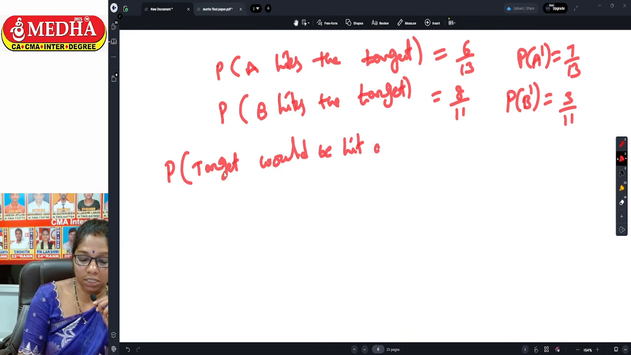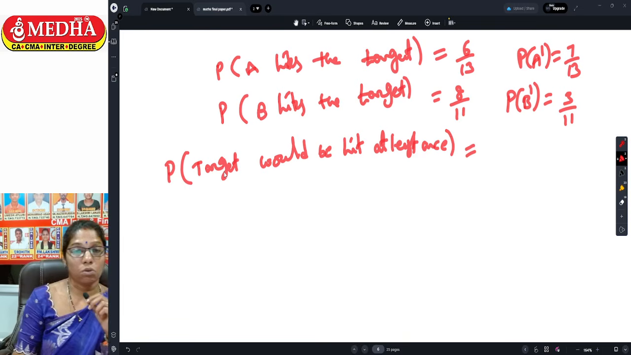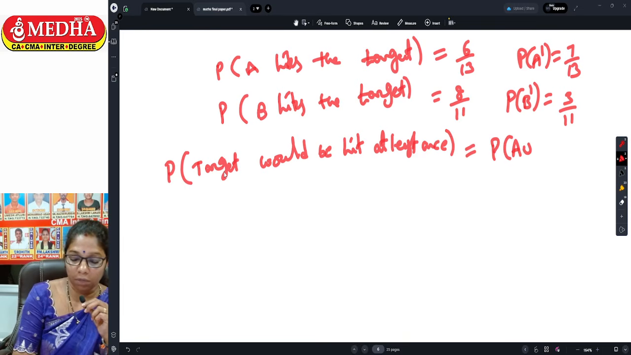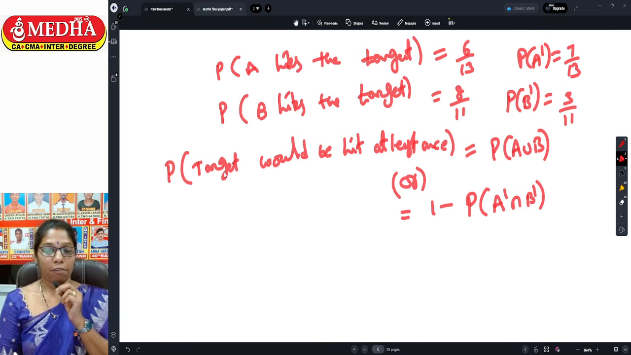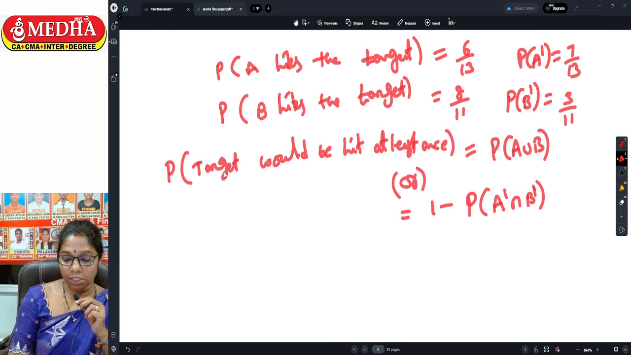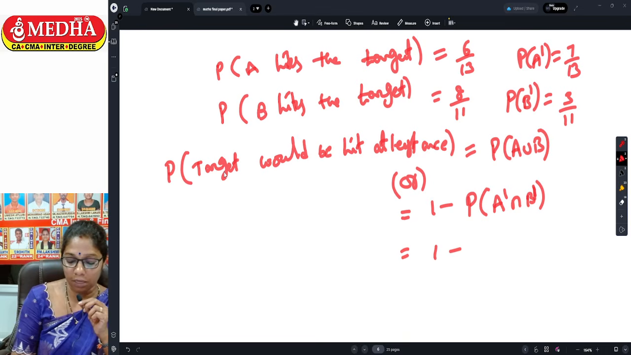hit at least once. So we can answer this question in two ways. That is P of A union B, or 1 minus probability that both of them are not hitting the target. So P of A union B, or 1 minus P of A dash intersection B dash. A does not hit the target and B does not hit the target. That is 1 minus P of A dash into P of B dash.